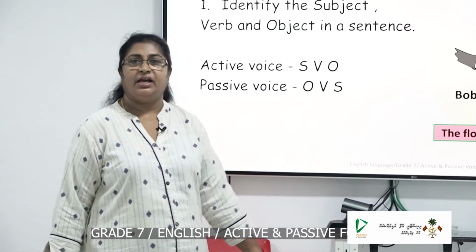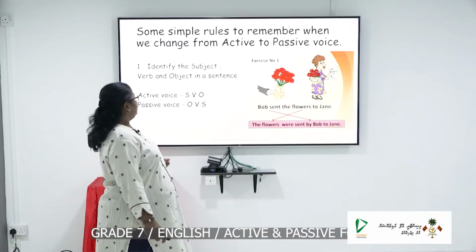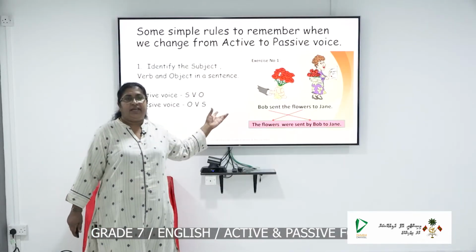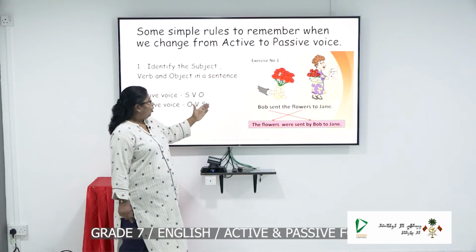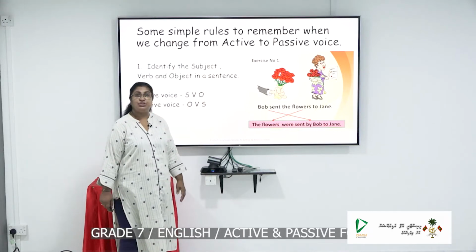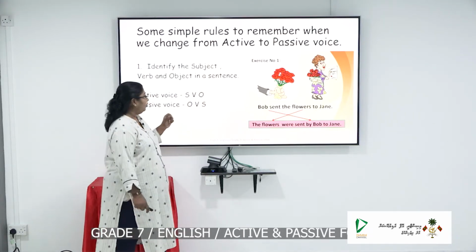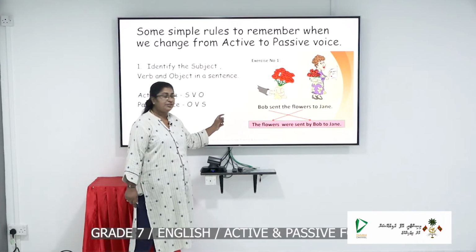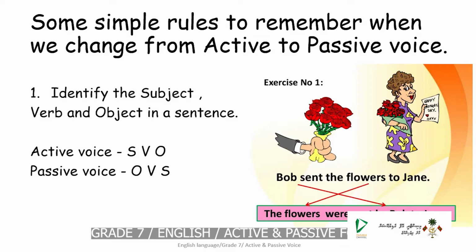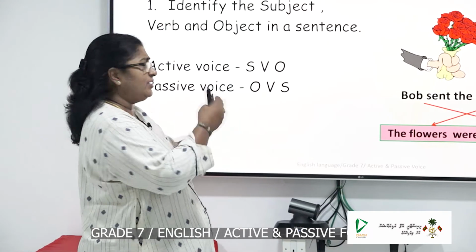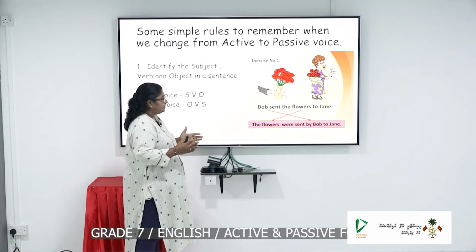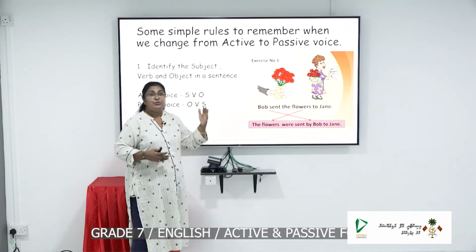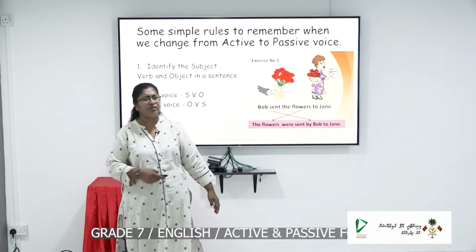Now you can see the example of a beautiful red rose. Wow, I would love if I get it. Okay, let's see. Bob sent the flowers to Jane. Okay, now we know Bob is subject. What did he do? He has sent what? Flowers, beautiful red flowers. Okay, then to whom? To Jane. So let's see how we change to passive. The flowers were sent by Bob to Jane. Don't worry, you get one more.